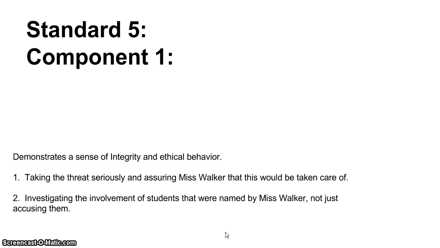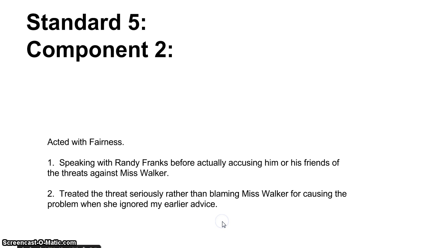I wanted to make sure that I did my job. I did not come back at her with a revenge type of an attitude, saying that you should have listened to me. I need to make sure that I am showing integrity by dealing with this in the way I should. Also, I need to investigate the involvement of the students that were named by Ms. Walker, but not just accuse them, even though she brought up their names, but to investigate and actually try to find out the truth in this case.